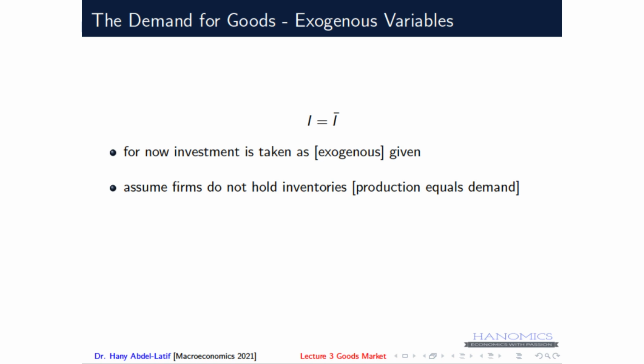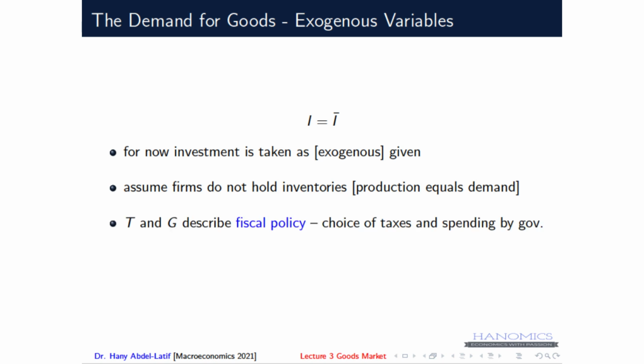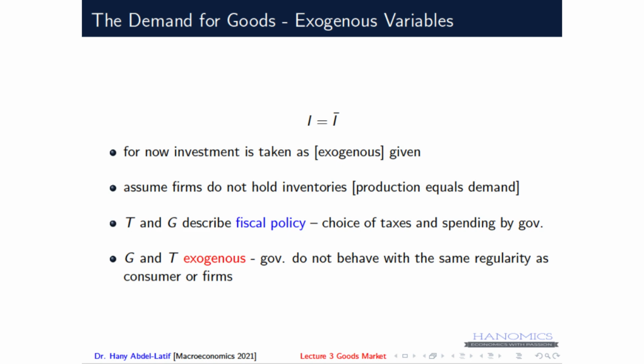How about the other component, the government spending? T and G describe fiscal policy. These are the choices of taxes and spending by government. And for now, we will assume that G and T also are exogenous variables. Governments do not behave with the same regularity as consumers or firms. So for now, we just take these as given, determined outside this model. Investment, again, we assumed is exogenous as well. So for now, we're going to assume that these two components, government spending and investment, are exogenous variables.